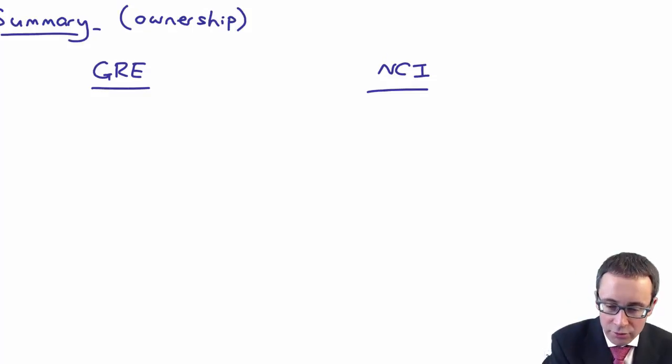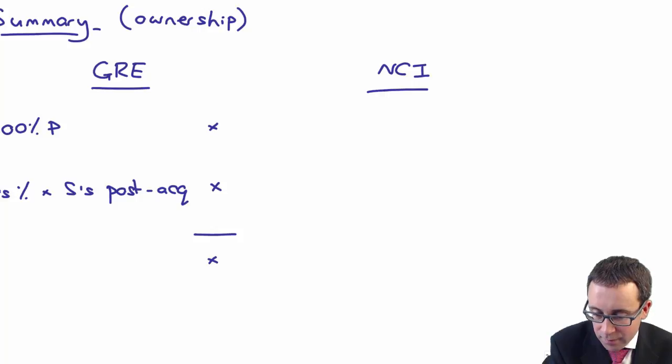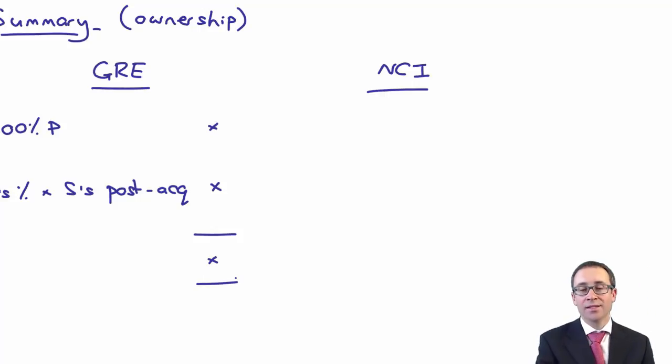So the group retained earnings, remember we put in 100% of the parent, to which we then add on P's share of S's post-acquisition figure. Essentially that's what the parent owns, isn't it? It owns all of its retained earnings, and it owns its share of everything the subsidiary has generated in the post-acquisition period.